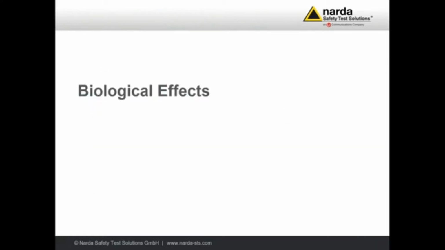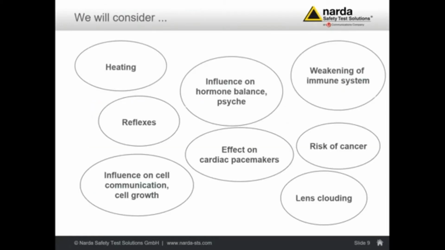So which are the biological effects? When you go into the newspapers, you see a lot of biological effects like heating, weakening of immune system, risk of cancer is a big topic, lens clouding and so on. And many times all those items are mixed up, and I would like to sort them a little bit. What is the base of legislation and so on.